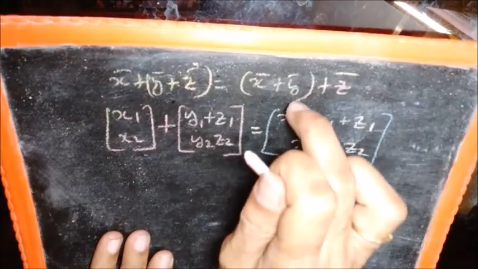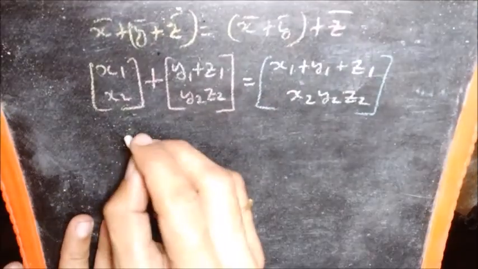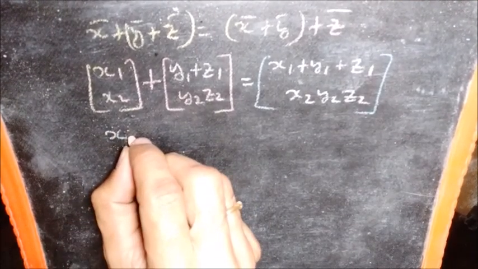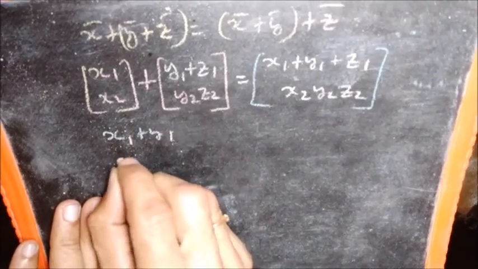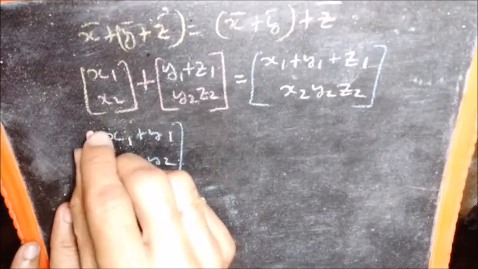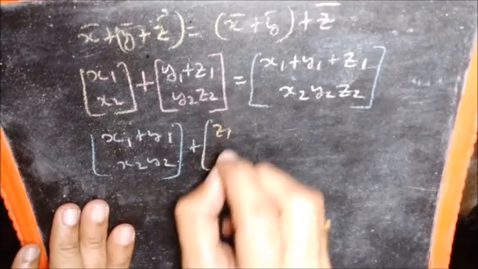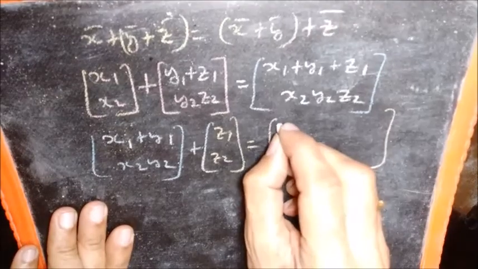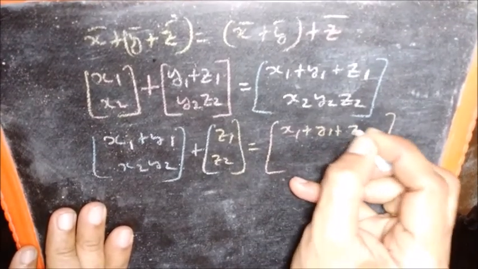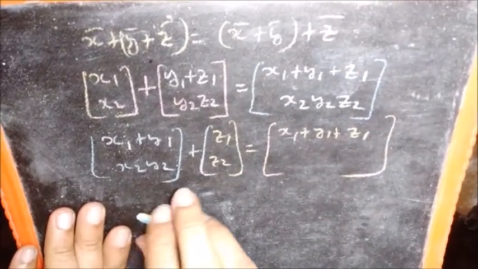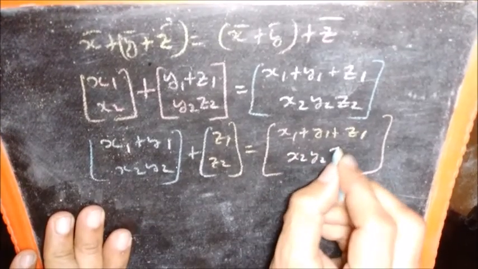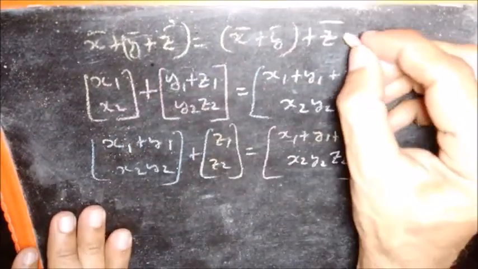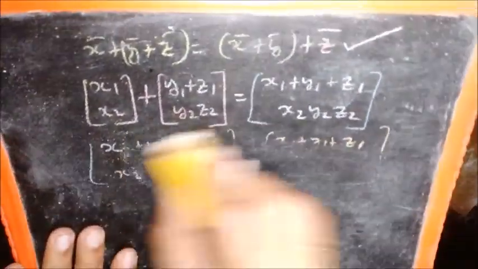And now we take a look at the right hand side. So right hand side will be, if I write similarly by skipping that intermediate step, x plus y will be x1 plus y1, x2 y2, plus z1 z2, which gives us x1 plus y1 plus z1 and x2 y2 into z2, which means that these two are equal to each other. The left hand side is equal to right hand side. This property is also satisfied.